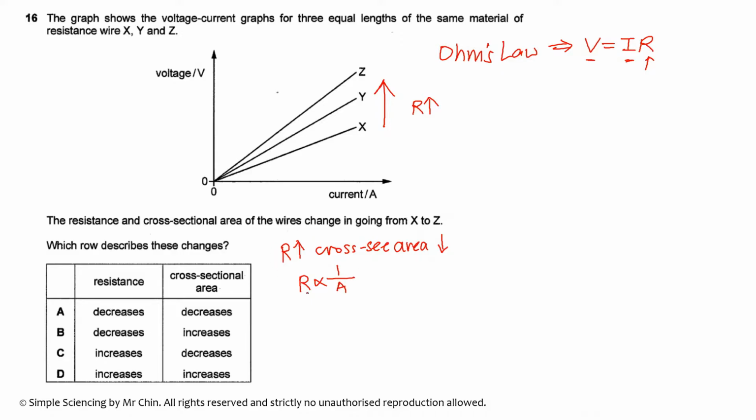If you don't remember this, you can always remember the resistivity formula, R equals rho L over A, whereby R is the resistance and A is the cross-sectional area. Can you see that they are inversely proportional? So when resistance increases, as shown here, cross-sectional area will decrease. The answer is C.